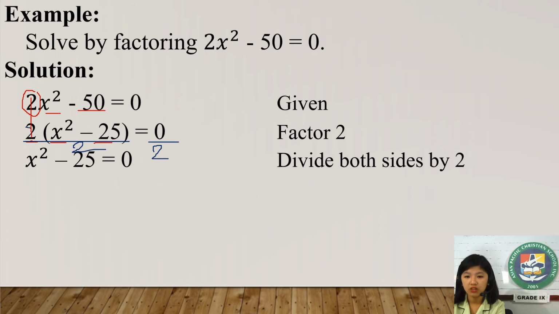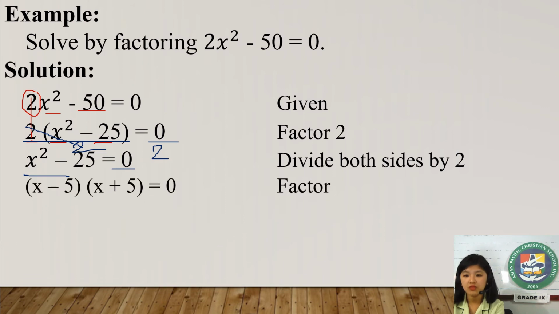So, 2 divided by 2 will give you 1, or cancel na siya. Since na-cancel na yan, dito na tayo, x squared minus 25, yan ang natira. Then, 0 divided by 2 will give you 0. Next, we have to factor x squared minus 25 equals 0.